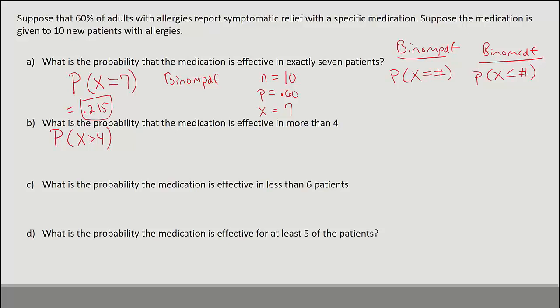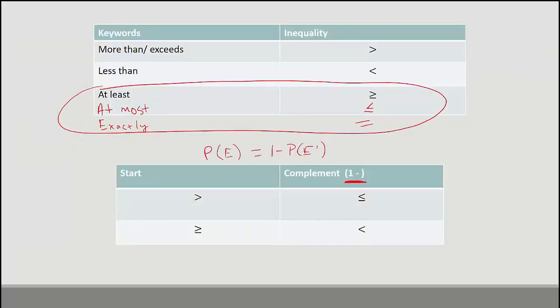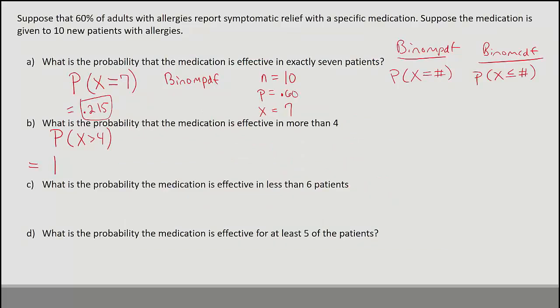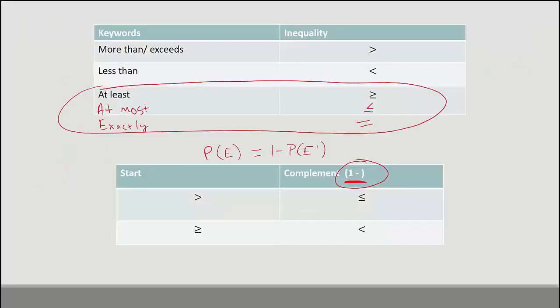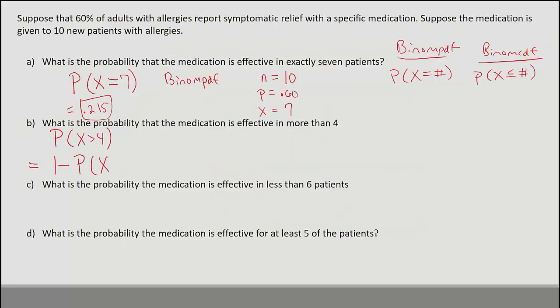So what's the complement? The first thing that you write, remember what I told you before, is 1 minus. Anytime you take a complement, the first thing you write is 1 minus the probability of X. And what's the complement of a greater than? The complement of a strictly greater than is a less than or equal to. Less than or equal to, and do not change that value of 4.